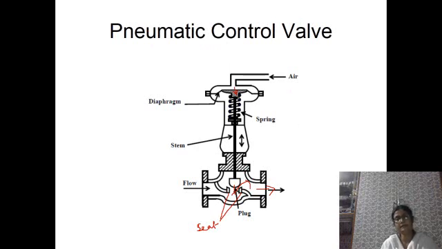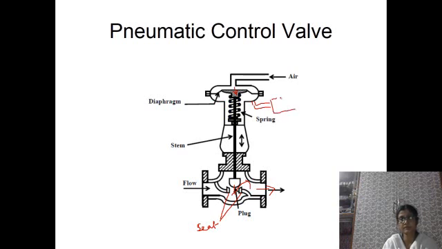This is the spring type pneumatic valve where the restoring force is provided by the spring force, or sometimes if there exists no spring, there may be a pressure source. The lower portion of this diaphragm may be connected with a pressure source, that is the compressor.